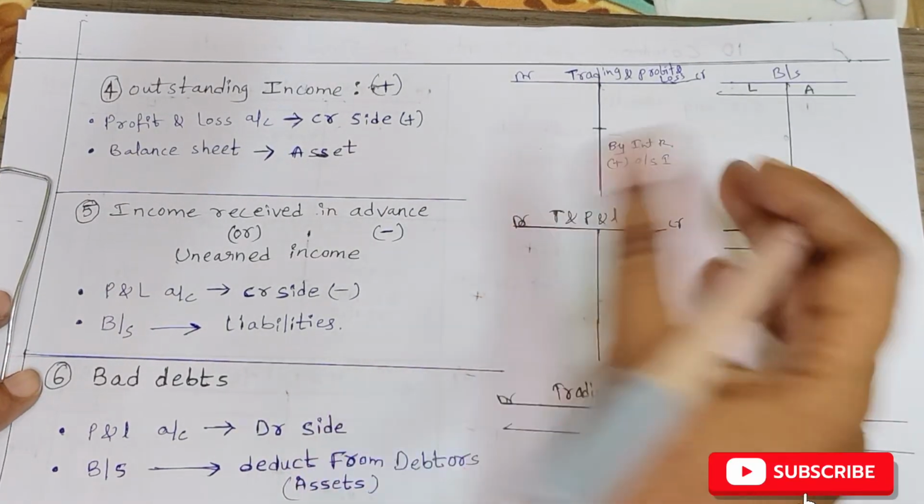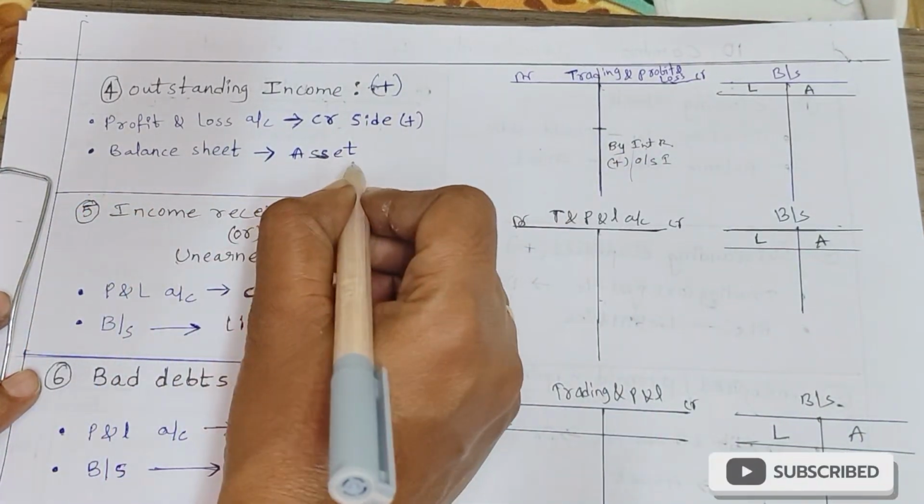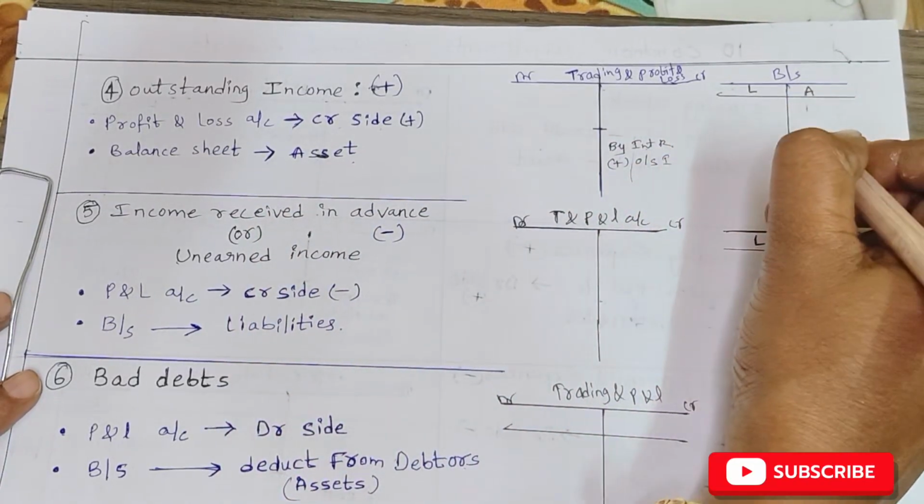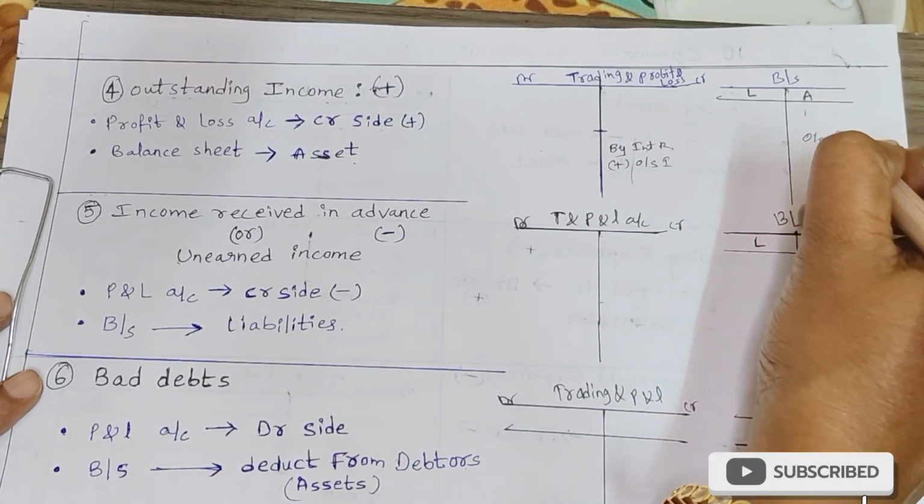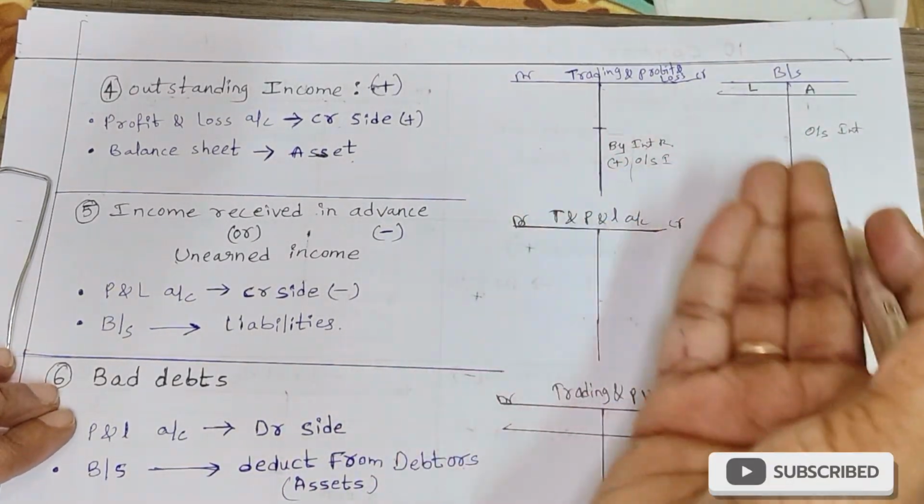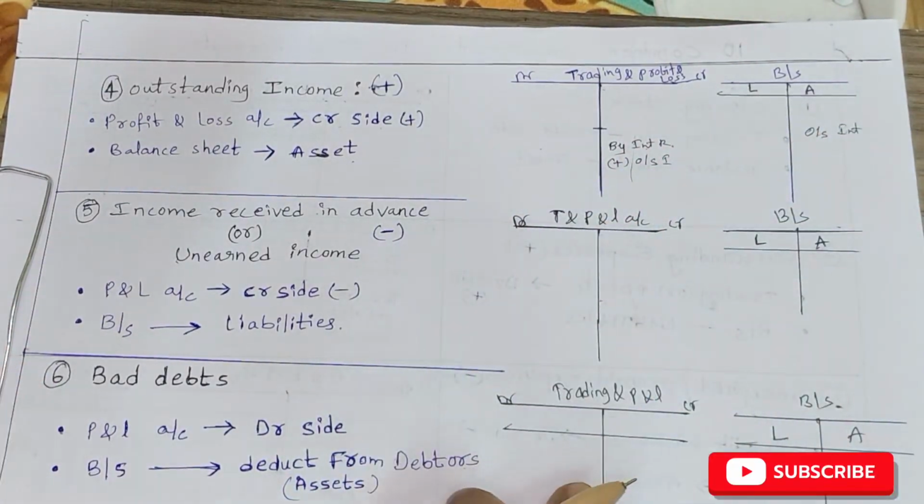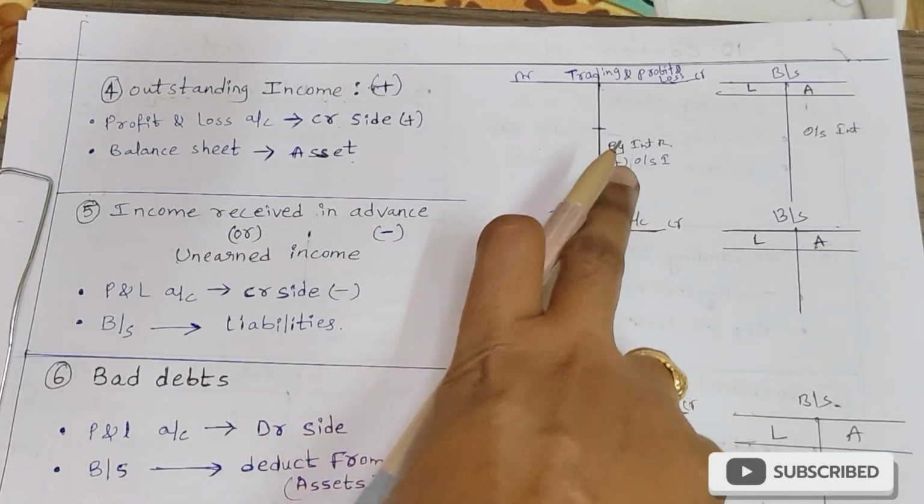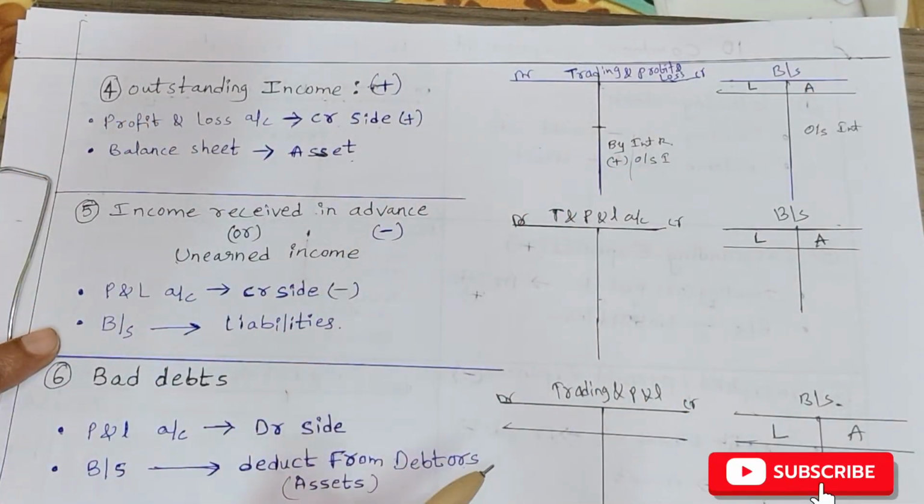And next, balance sheet asset side. We need to show outstanding interest on the asset side of the balance sheet. For example, I'm taking interest. If it is commission, just write commission. If it is interest, you need to write interest. So this is the way to write outstanding income.